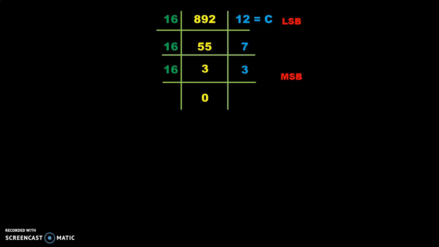Now the process is similar. We have LSB, we have MSB. We write from LSB to MSB, and we have 892 as the decimal number and the equivalent hexadecimal number is 37C. So the main point in this example is that 12 is equal to C, that you should know. This way we can convert any decimal value into the hexadecimal number system.